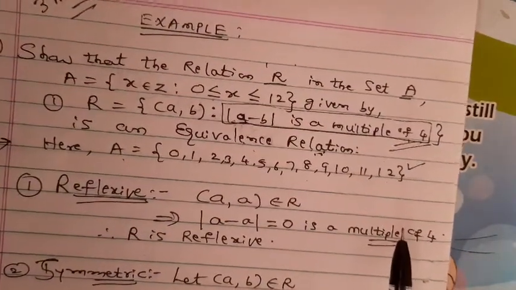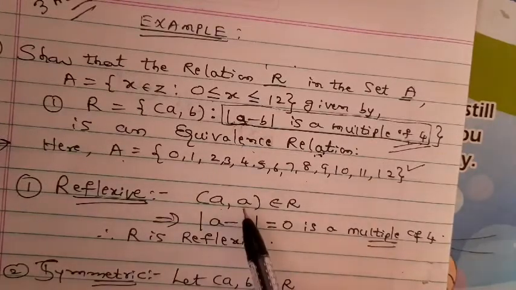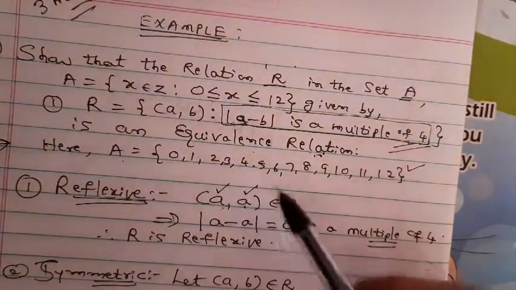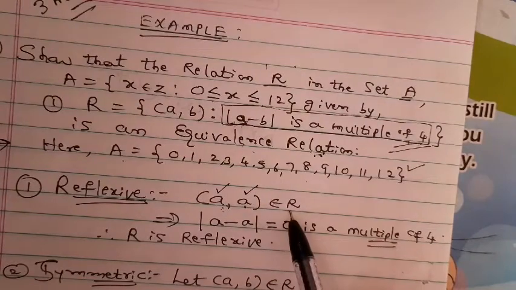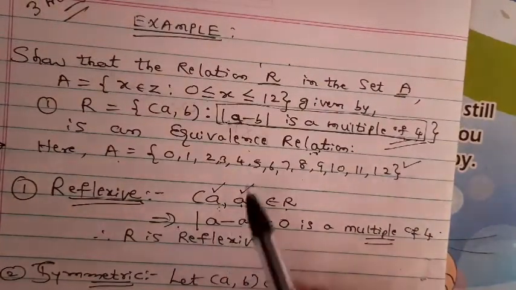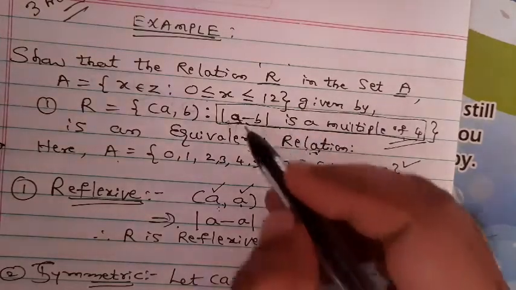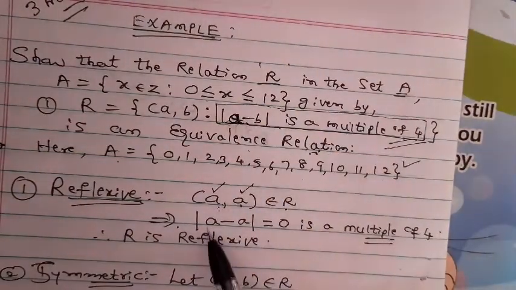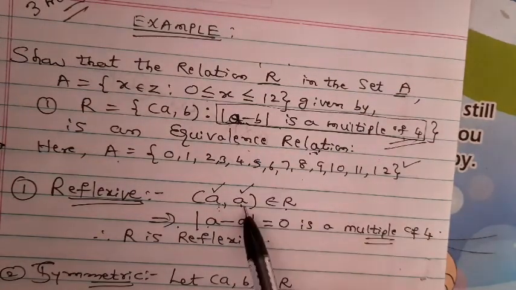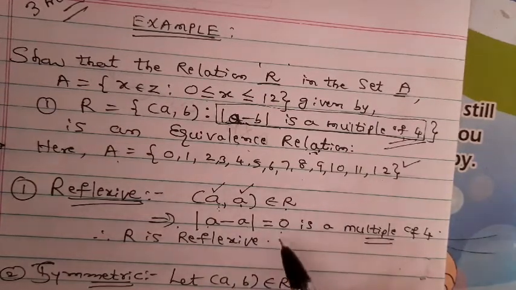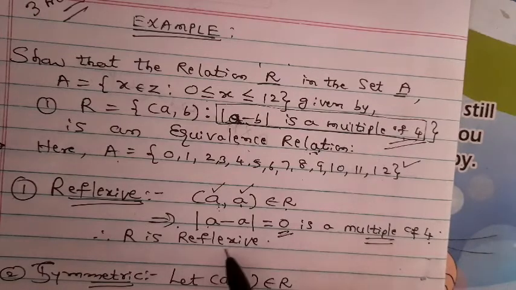Reflexive property means, as we know the definition, an element is related to itself, that is, we write (A, A) belongs to R. That means according to this, they have given mod of A minus B is a multiple of 4. So the element is the same, so you replace B by A here: mod of A minus A, that is the difference, A minus A is equal to 0. So we know 0 is a multiple of 4, hence it is reflexive.